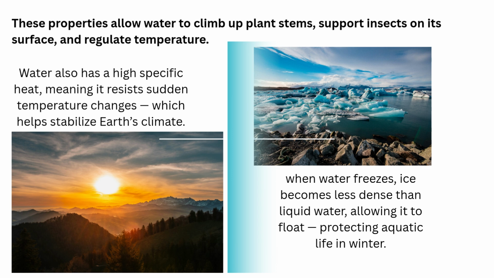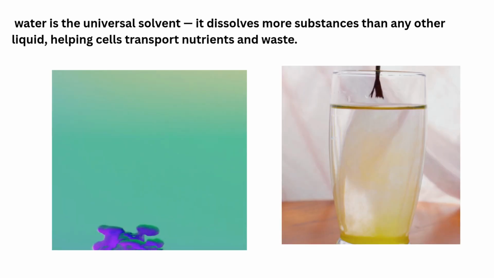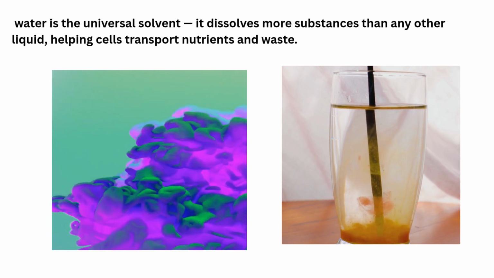These properties allow water to climb up plant stems, support insects on its surface, and regulate temperature. Water also has a high specific heat, meaning it resists sudden temperature changes, which helps stabilize Earth's climate. And when water freezes, ice becomes less dense than liquid water, allowing it to float, protecting aquatic life in winter. Finally, water is the universal solvent. It dissolves more substances than any other liquid, helping cells transport nutrients and waste. Visuals: water droplets sticking, plants absorbing water, ice floating, solvent animation, atom symbol.